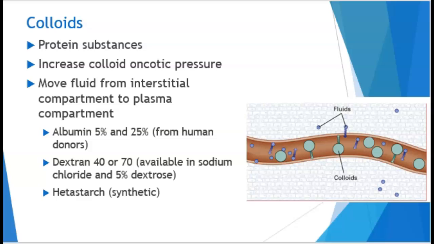So someone that's had high IV volume, to bring up their blood pressure during shock, we need to shift fluid out of the interstitial space back into the vessels so that it can circulate. Then we would use one of these colloids, so your albumin, which comes in two different strengths, your 5% and your 25%. They're from human donors, and then your dextran and hetastarch are two other commercially prepared proteins that increase your oncotic pressure.